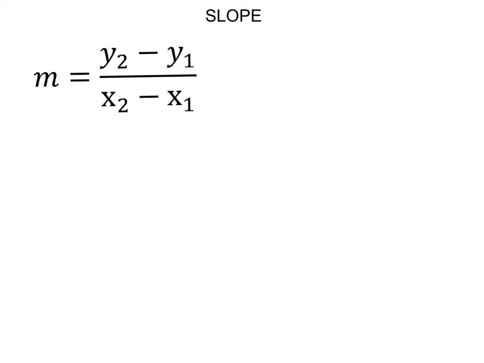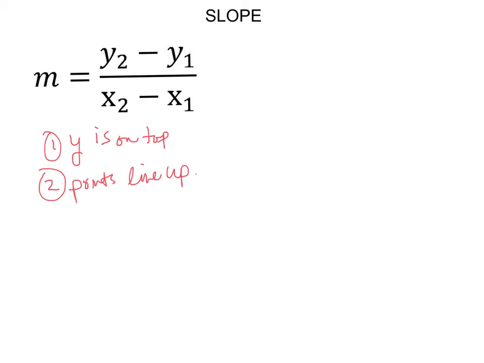And there are 2 important things to notice about this formula that we're given. The first one is that y is in the numerator. And the second one is that if you look here at your y2 and your x2 and your y1 and your x1, you see that the points are going to line up. So given any 2 points, x1, y1, and x2, y2, we can go ahead and we can find the slope in this way. So let's take a look at a specific example.